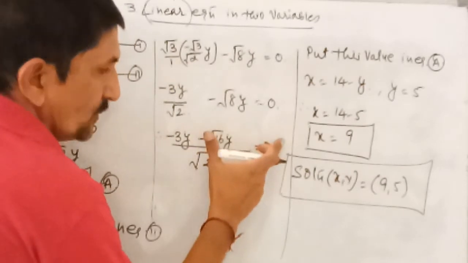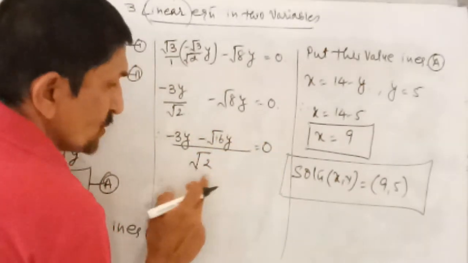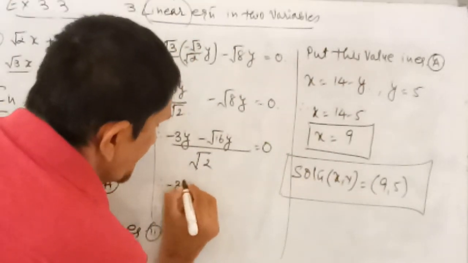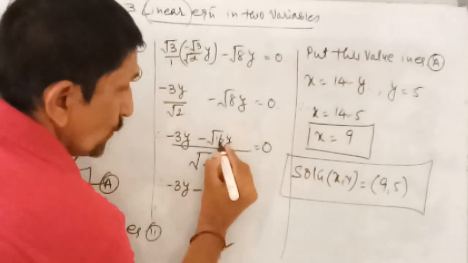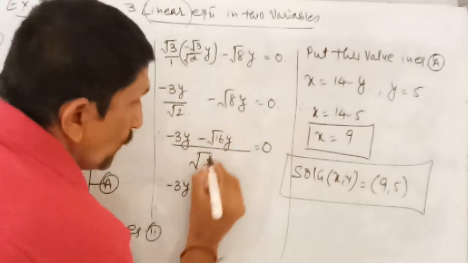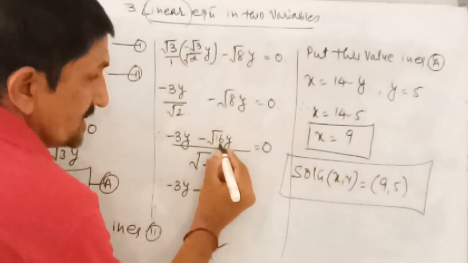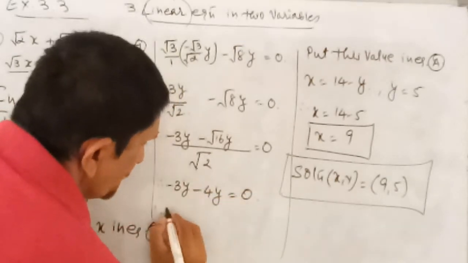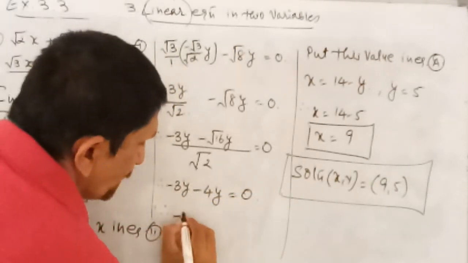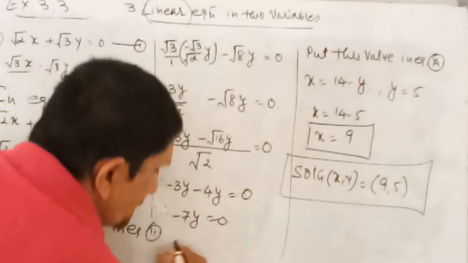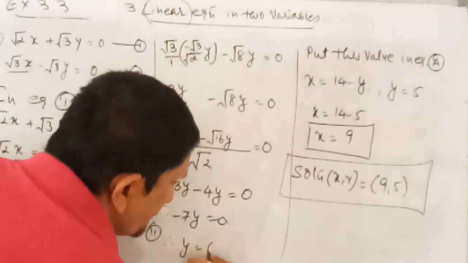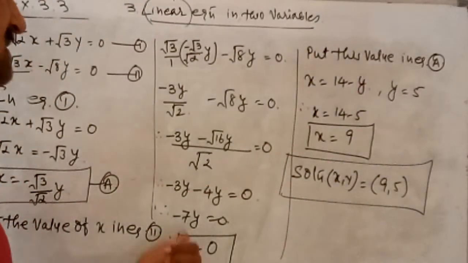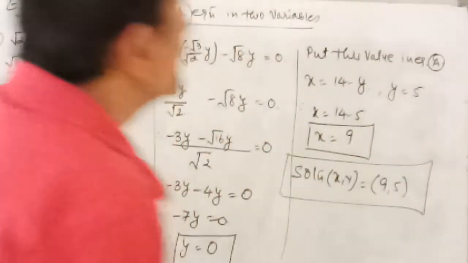Root 2 we have to send on the opposite side. So root 2 multiplied with the 0, it becomes 0. So minus 3y minus root 16 means what? It is a 4. See, root of 16 is 4. So it is 4y is equal to 0. So minus 3 minus 4, minus 7y is equal to 0. So ultimately we can say y is equal to 0 upon minus 7. Minus 7 will be the denominator, and 0 upon anything is 0.